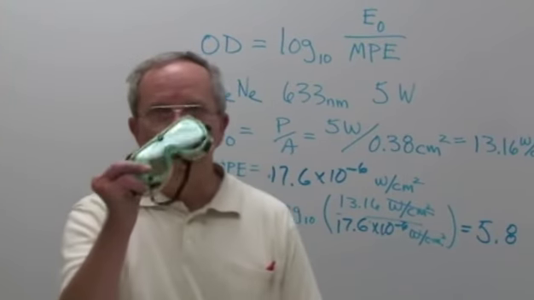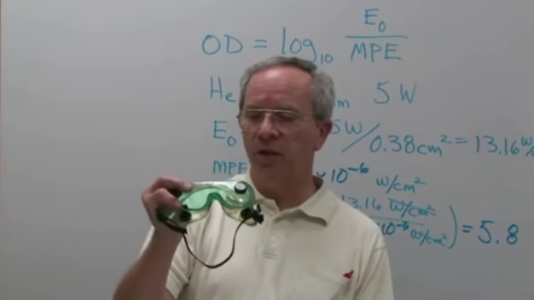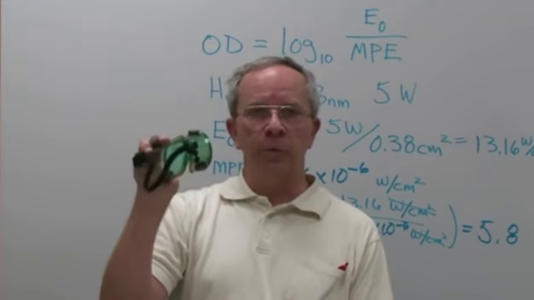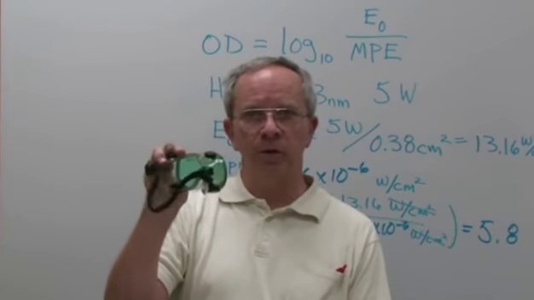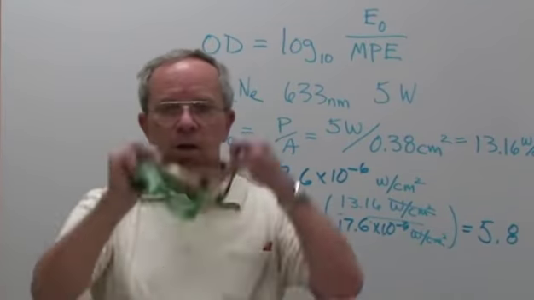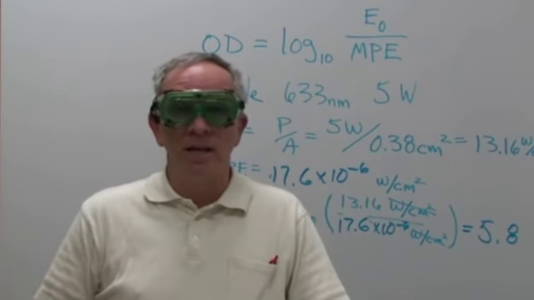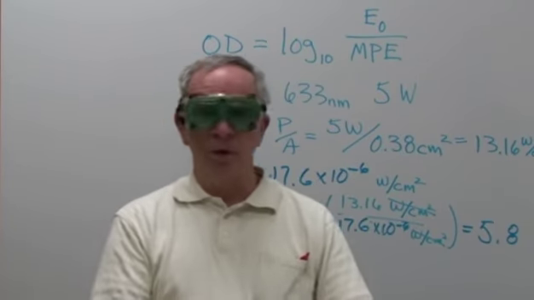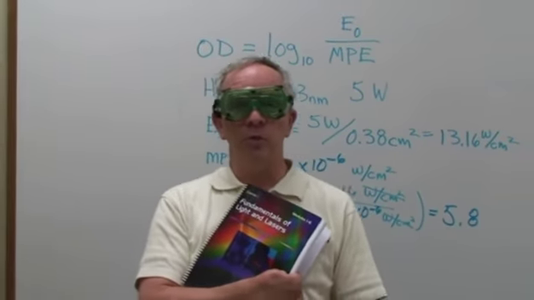It turns out the goggles that we have here are labeled OD6 at 632 nanometers. Sure enough, these goggles are designed to protect our eyes for about 8 hours using a 5-watt helium neon laser. So Derek and I could wear these and we'll be good to go for all day long using a helium neon laser. So that concludes Lab 1-3B, and I hope that you keep yourself safe around all the lasers that you work with in your lab.